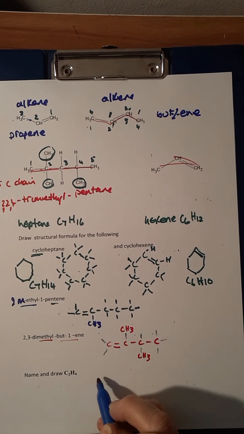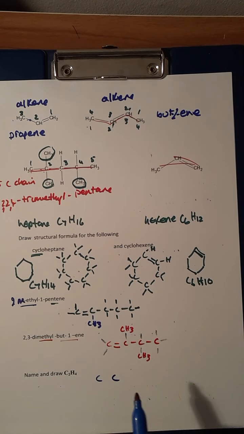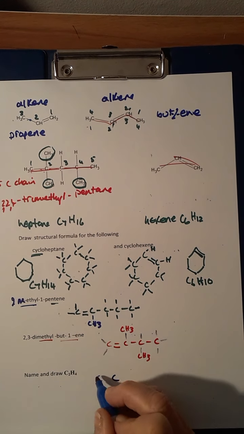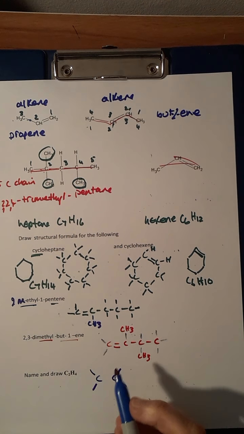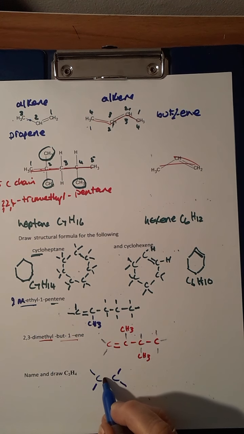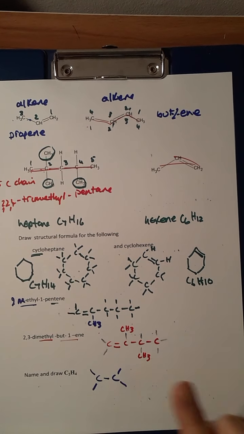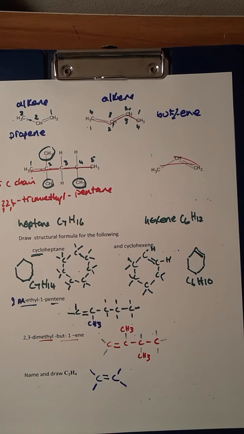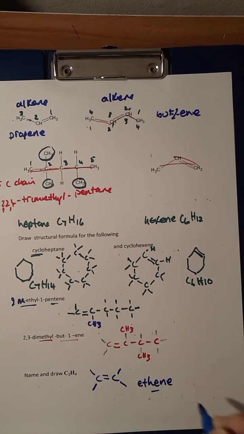And then the last one, name and draw C2H4. So C2, I draw 2 carbons. H4, only 4 hydrogens are going around this carbon. So I'll distribute them evenly because I'm not told anything else here. So I'm going to put 2 hydrogens on here and 2 hydrogens on there. Okay, remember each carbon has to have 4 bonds around it. So look at that first carbon there. You've got 3 bonds only, and this second one only 3 bonds. So I'm going to have to put a double bond in there. And of course, this is the first member of the alkene series, so it's called ethene.